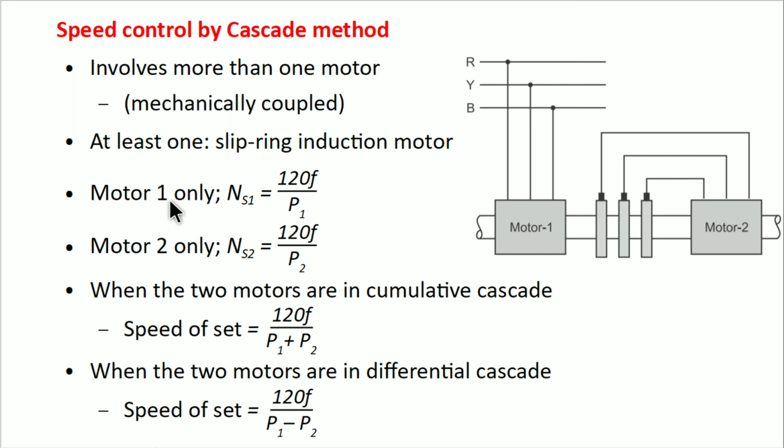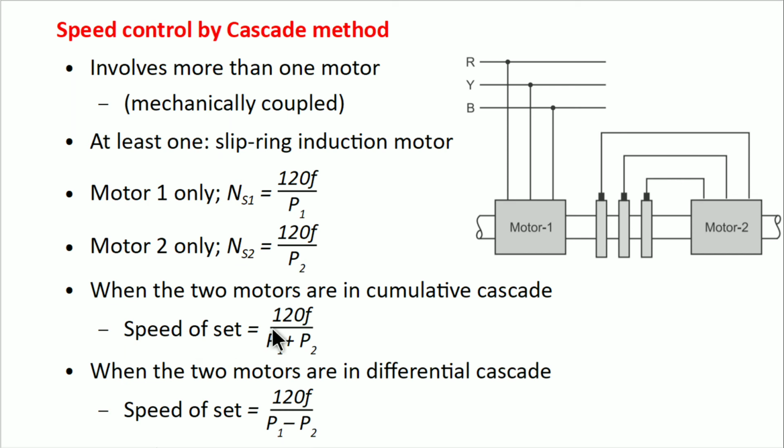One is that we can run only motor 1. These slip rings are short circuited. This motor is connected to the supply. The speed is 120 F over P1. Second, these slip rings are disconnected and motor 2 is connected directly to the supply, and the speed is 120 F over P2. Second speed we can obtain. Then the two motors are in cumulative cascade. Cumulative means they are producing torque in the same direction.